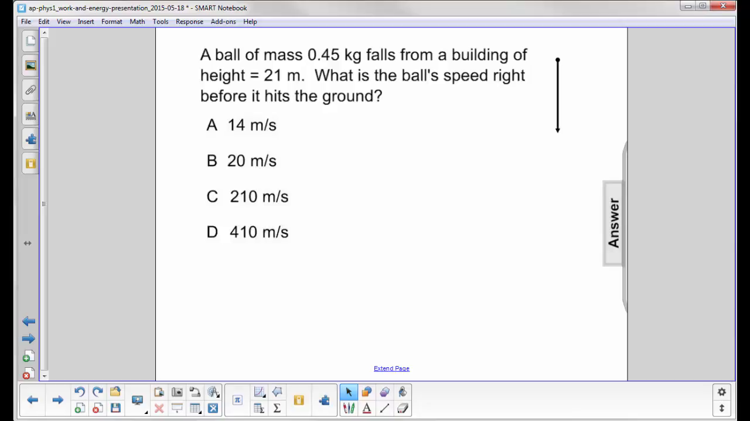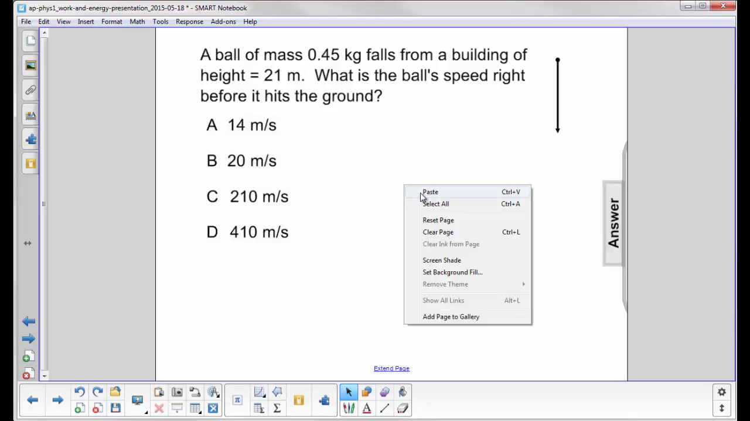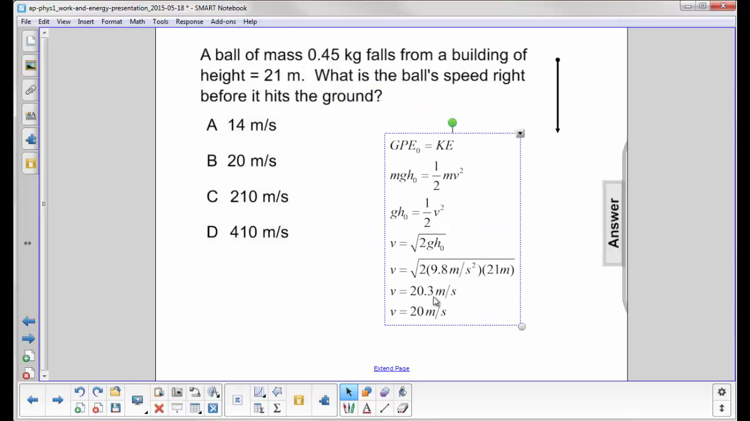A common misconception on this is we're looking for the speed when it hits the ground. It's 0 meters per second after it hits the ground, but we want to know right before it gets to the bottom. So we're going to use conservation of energy.